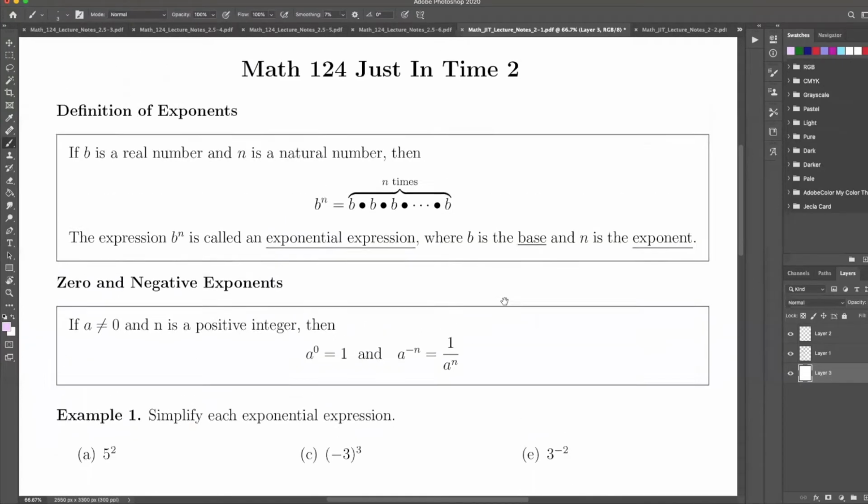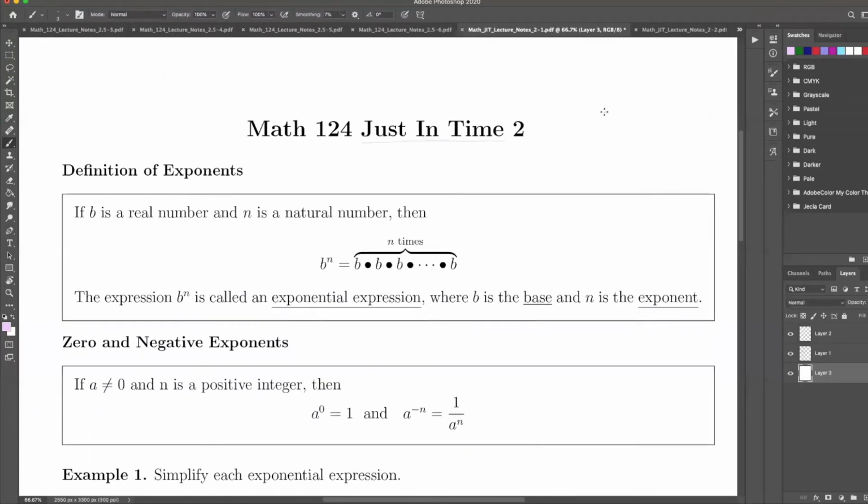So let's start with the just-in-time notes. Just-in-time, the light lavender is not going to work. The just-in-time notes are also the 96 notes, just another way of doing it. All right, so we're going to talk about exponents.